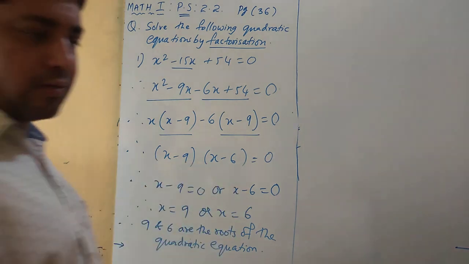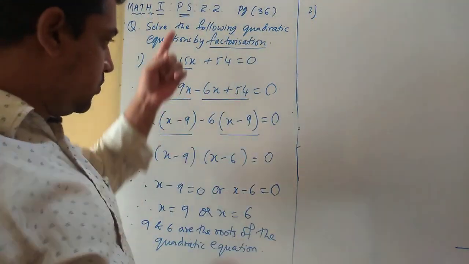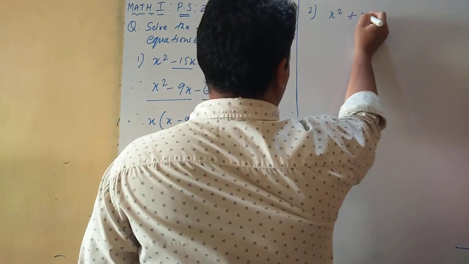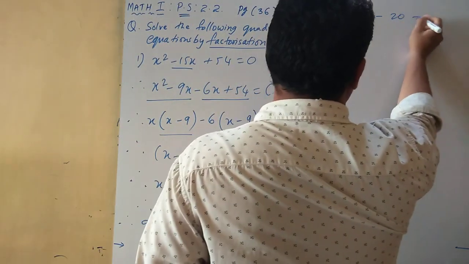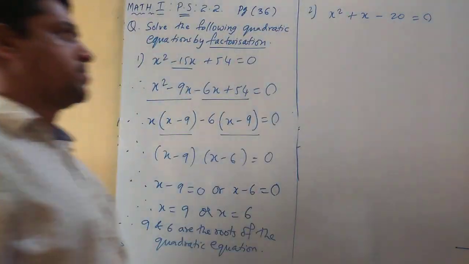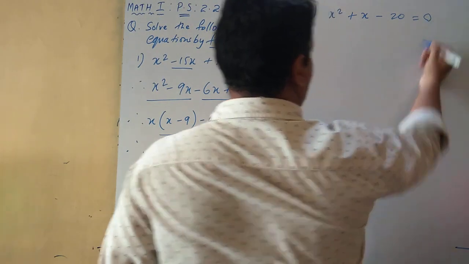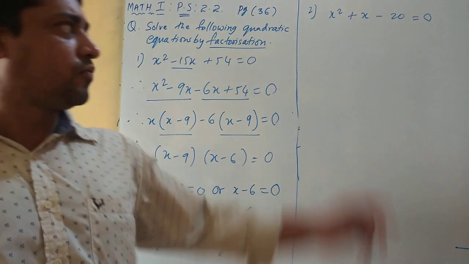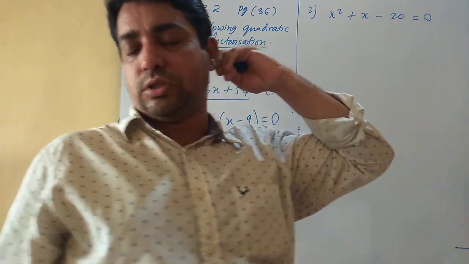Okay? The second sum. Now this will be quick. We can complete it quickly because you already know the rules how to go about it. x square plus x minus 20 is equal to 0. Okay? So this is your quadratic equation. Check whether it is in standard form. Yes, it's in standard form. First the square term, then the variable term, and then the constant.